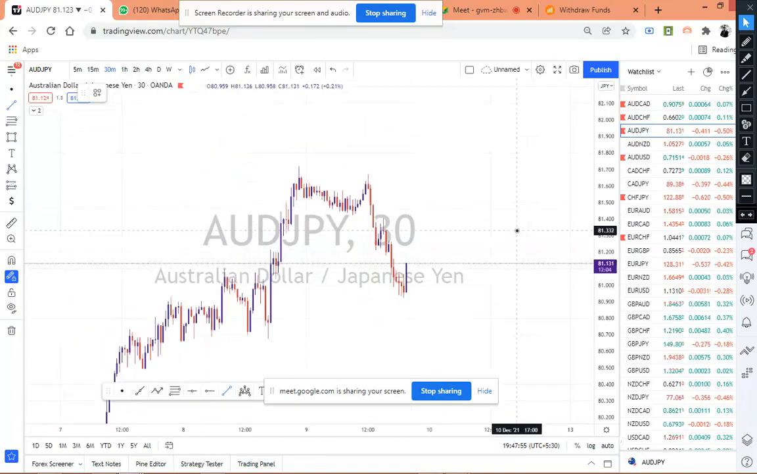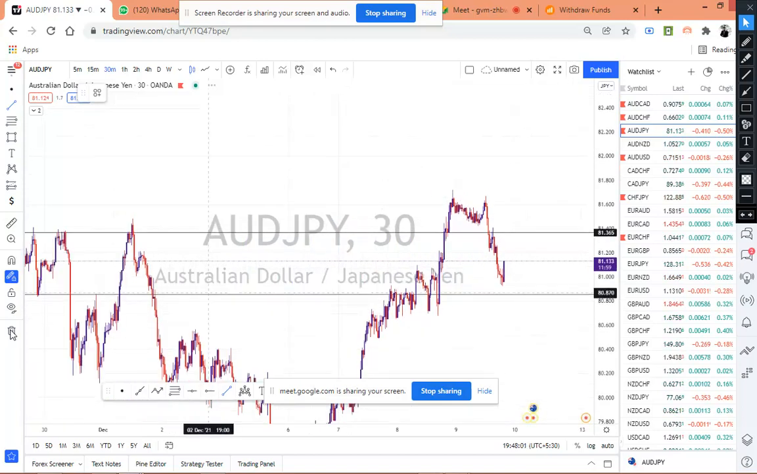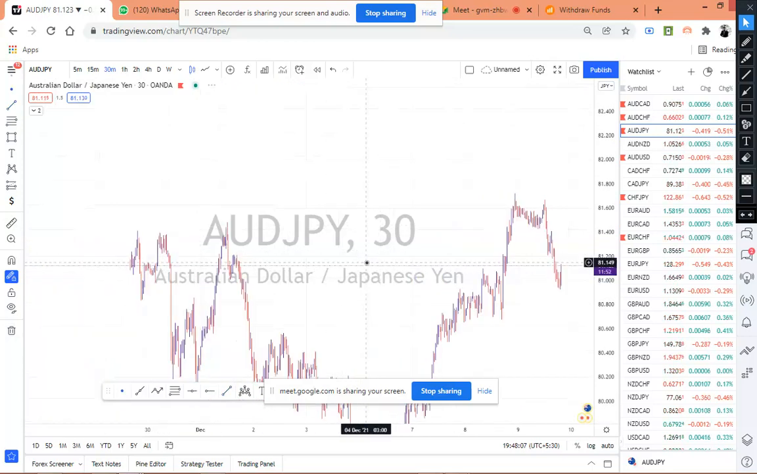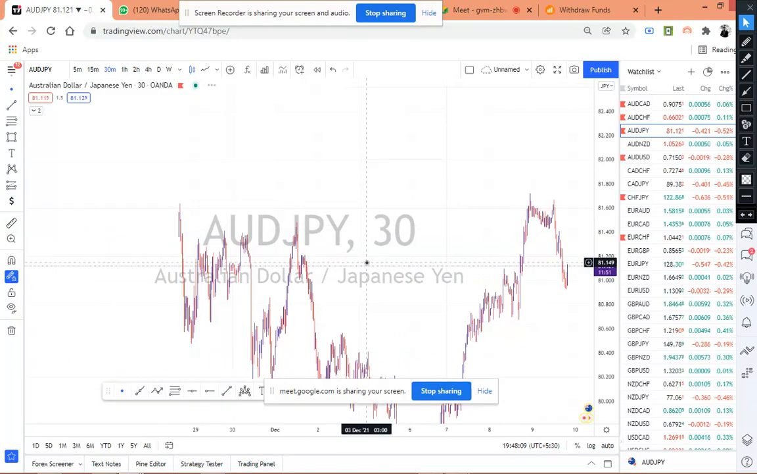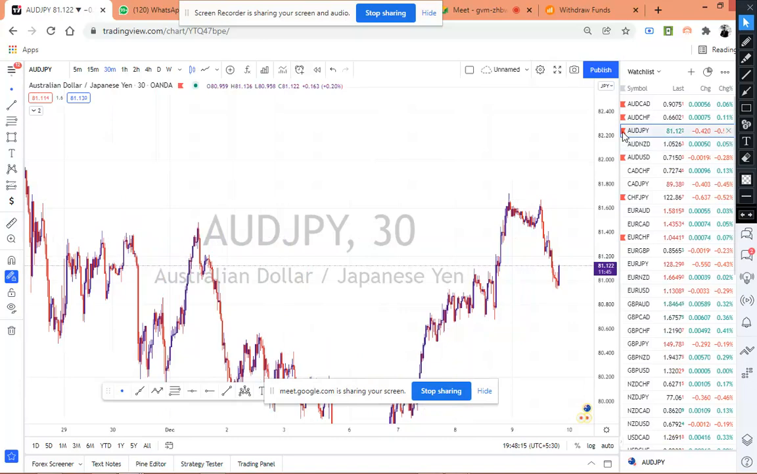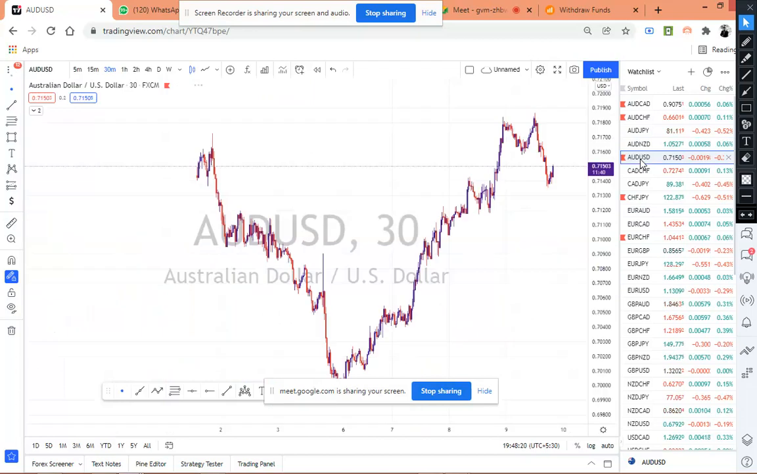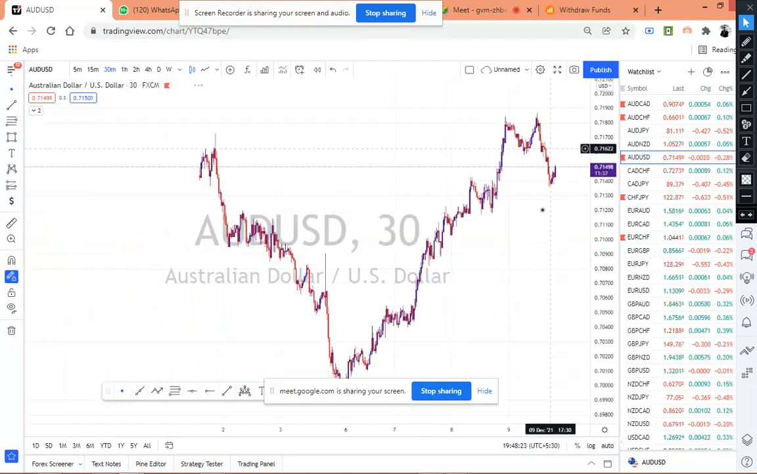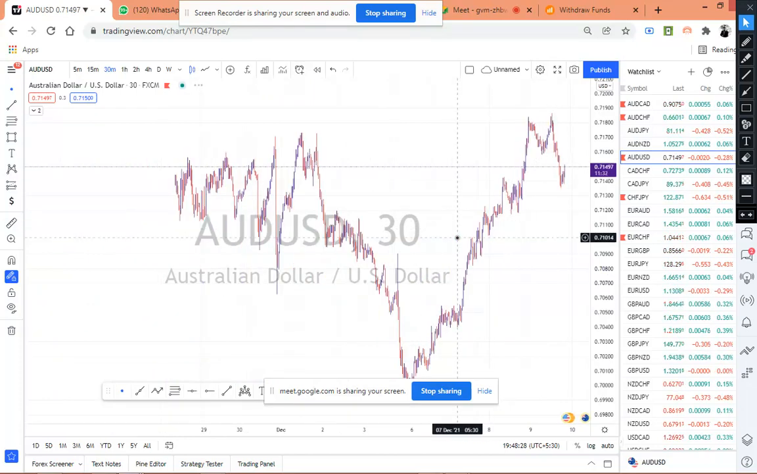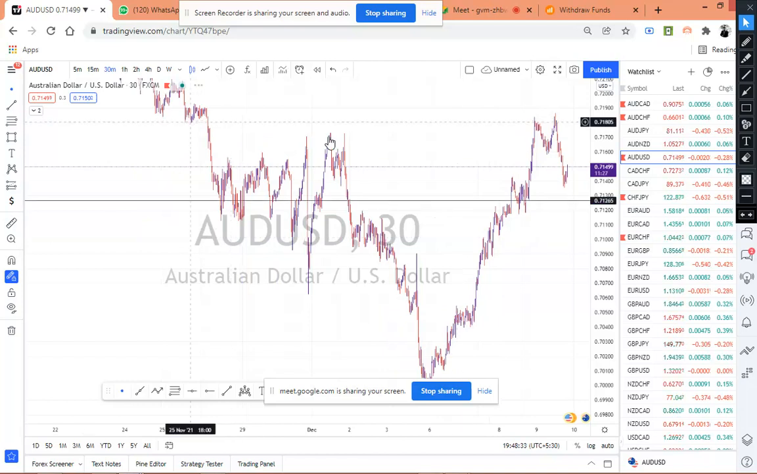AUDJPY, so what I'm seeing, the market is in a downtrend as well. And there's no opportunity on this trade. If there's no opportunity, I'll check it before. AUDUSD, is there any opportunity? All the markets have already moved down. Some created double top, some created single top. This one also has already reversed.